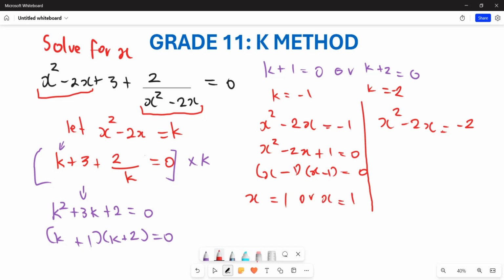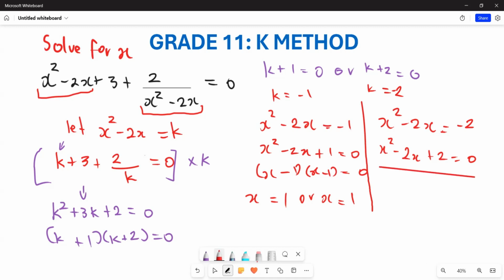Now you come in here. Now, what is going to be the solution of your x in here? Now here you are having x squared subtract 2x plus 2 is equal to 0. And now, is there a way that you can solve for this one? Basically, there's no way that you can factorize this, right? There's no way that you can factorize this.